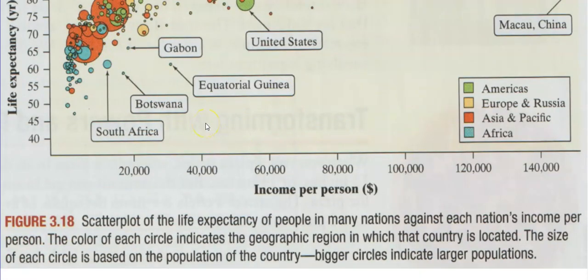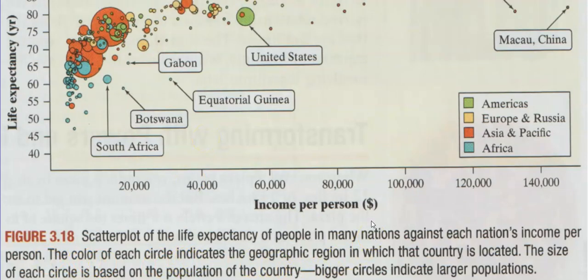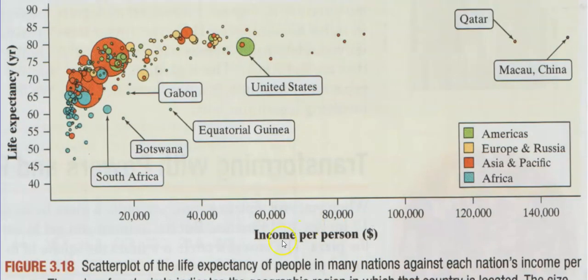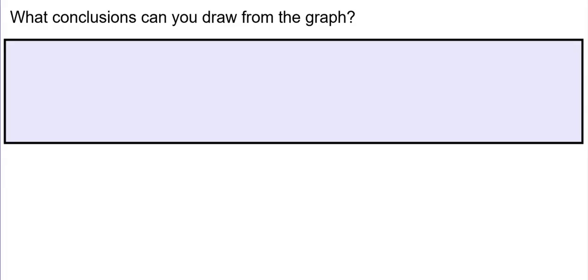Why are some of the dots different sizes? Because the size of each circle is based on the population of the country. Bigger circles indicate larger populations. So you can see that this is a nonlinear form. So go ahead, I would like you to take a minute, pause that video, and tell me, what conclusions did you draw?